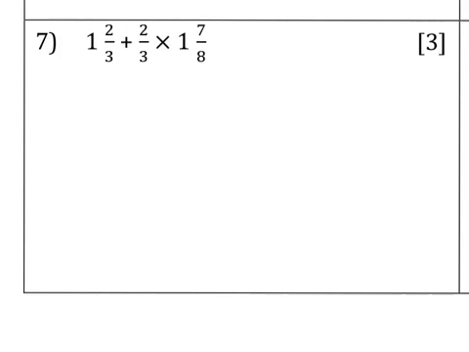Alright, so the next question involves us adding and multiplying mixed numbers. And again, as I always will, I'll start by converting them into improper fractions. So 1 and 2/3: 3 times 1 is 3, plus 2 is 5/3. Plus that one's already a common fraction, so I leave that. The last one, 1 times 8 plus 7 is 15/8.